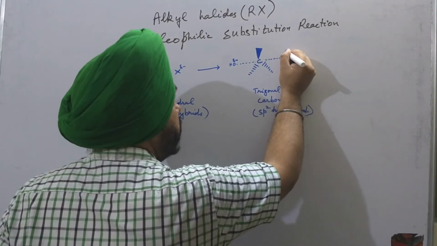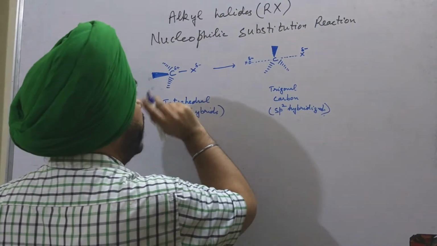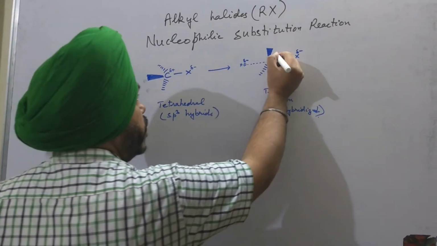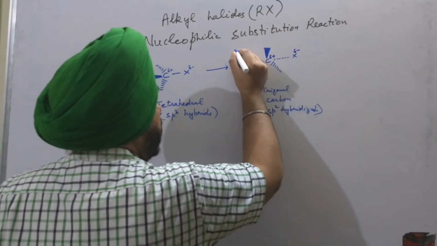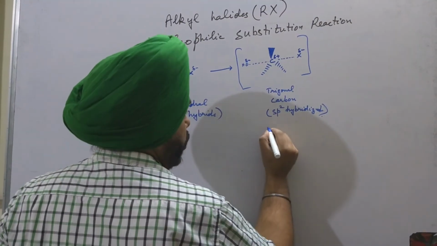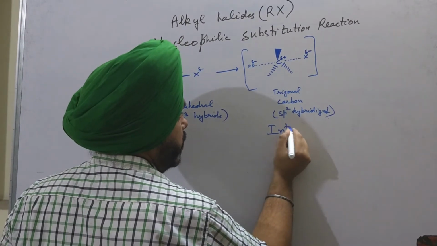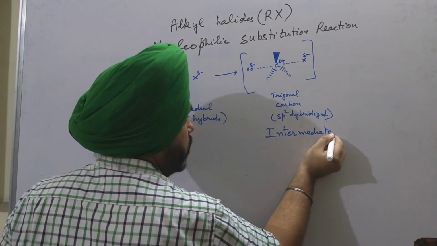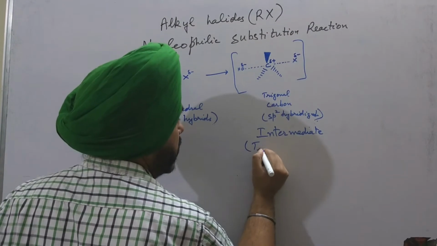So it has partial negative charge. But the charge on the carbon atom stays the same, which is partial positive. This stage of the reaction is the intermediate stage. Intermediate stage. And this is called the transition state.